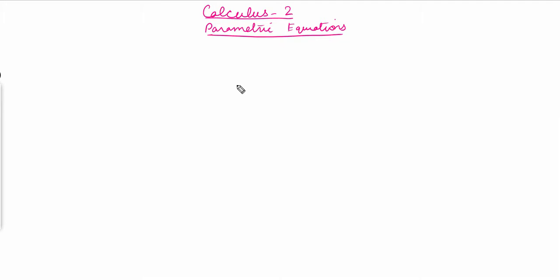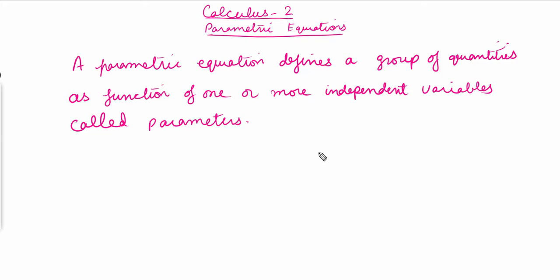The topic that we are going to discuss is parametric equations. So what are parametric equations? Let me just write it down first of all. A parametric equation defines a group of quantities as a function of one or more independent variables called the parameters. For example, let's suppose we discuss the motion of an object that is falling from some height, and the motion of the object is projectile motion like this.